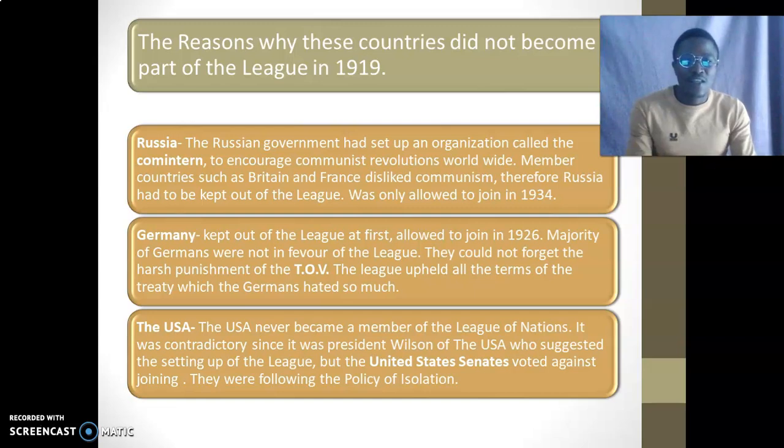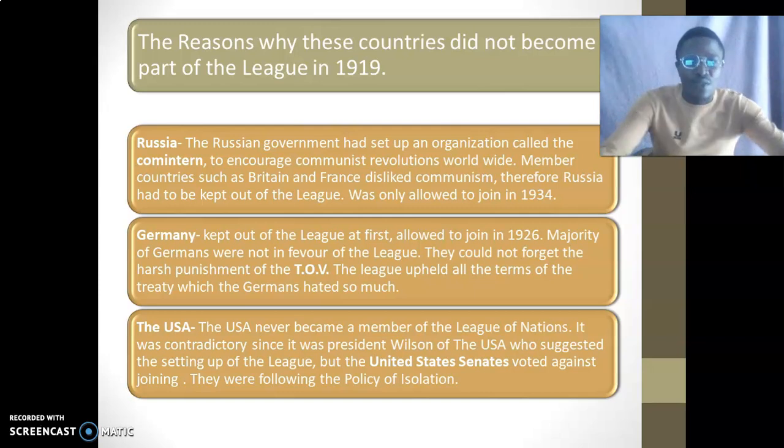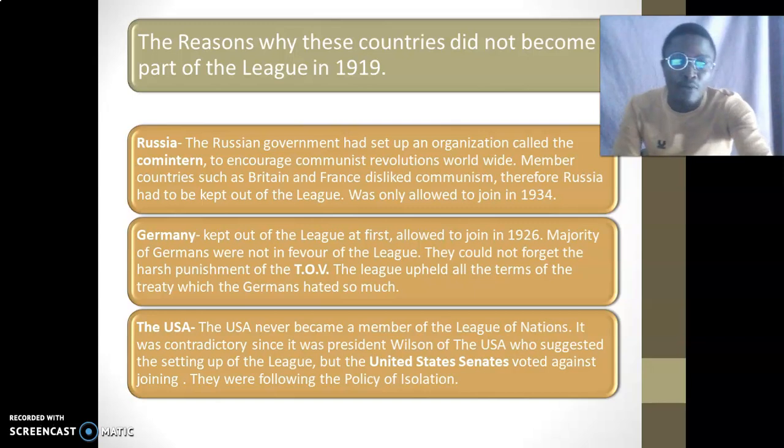They were following the policy of isolation. In other words, they did not want to involve themselves with other worldly matters. They just wanted to deal with matters that were within their boundaries or within their borders. So I hope that is clear. We move on.